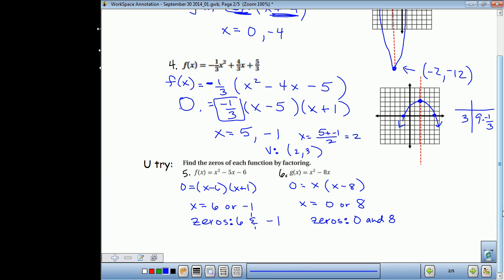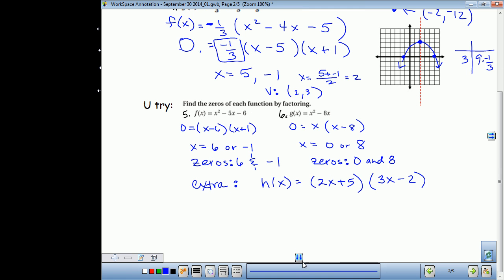All right. Let's say I had given you factored form. What if I did some of the work for you? Let's say I gave you h of x equals 2x plus 5 and 3x minus 2. What are the zeros? They aren't integers, are they? No.